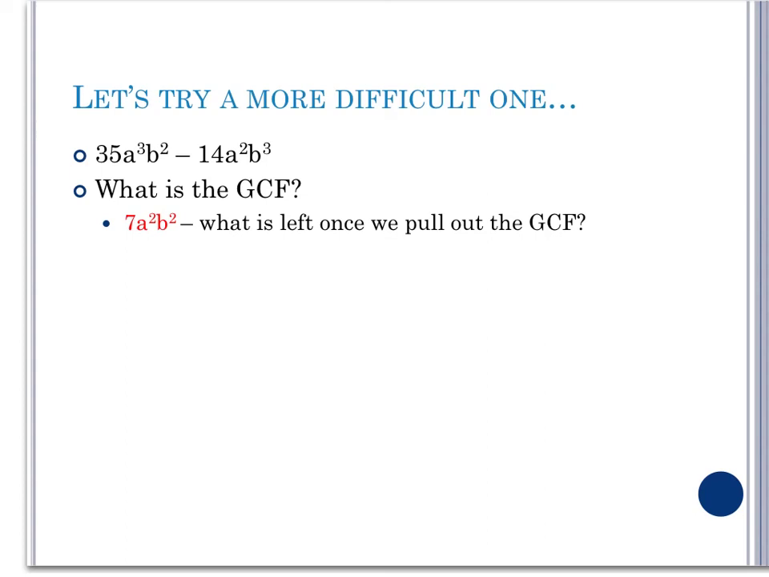So what's left once we pull that greatest common factor out? Well, you can see in red is the greatest common factor and black is what is left over. We would rewrite that as the greatest common factor times the quantity of 5a minus 2b.